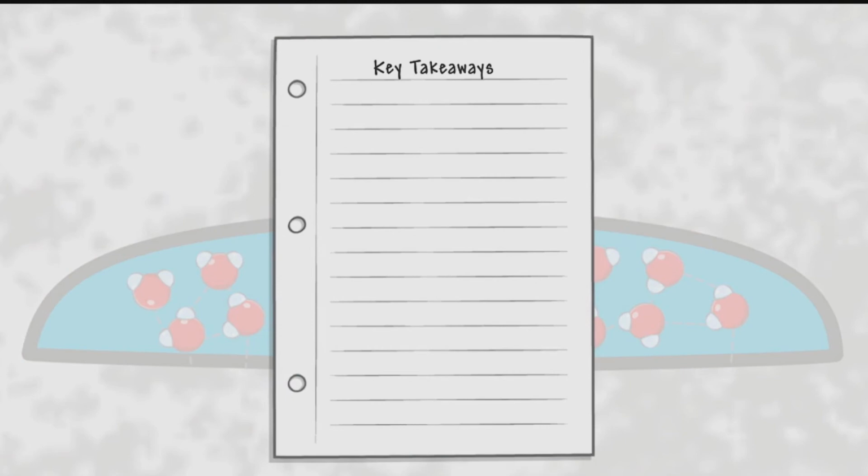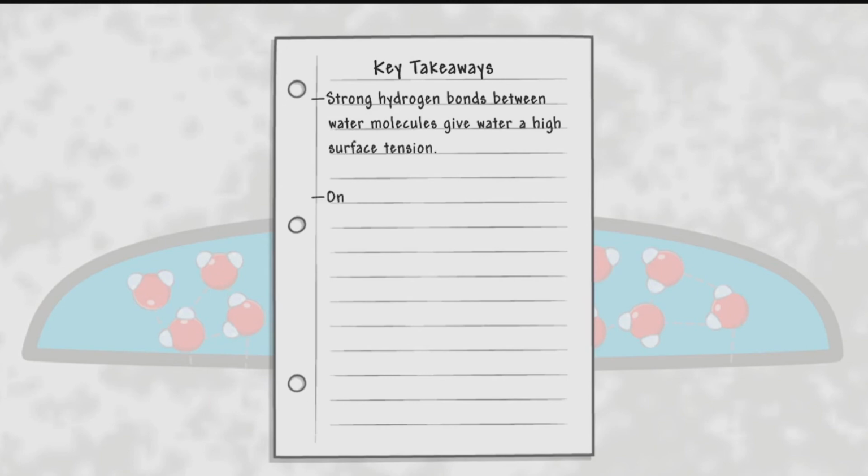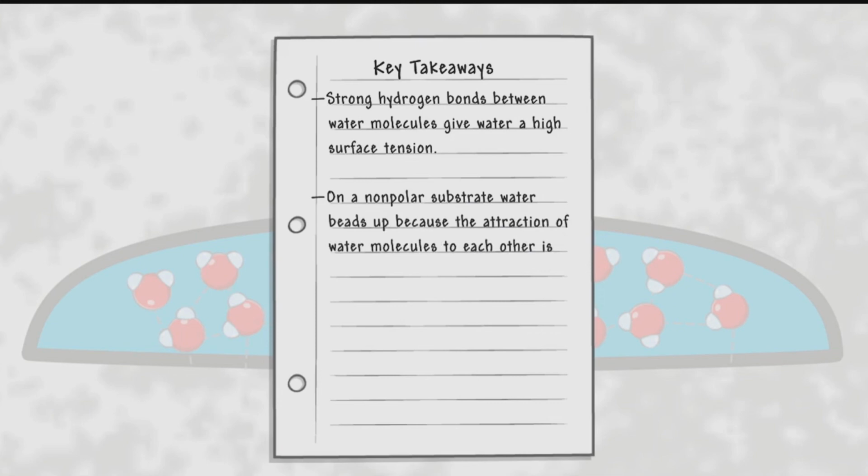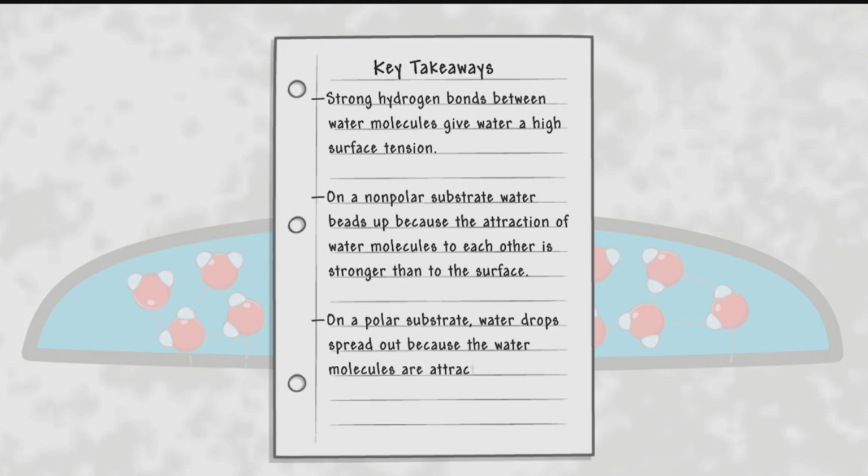Key takeaways. To summarize, strong hydrogen bonds between water molecules give water a high surface tension. On a nonpolar substrate, water beads up because the attraction of water molecules to each other is stronger than to the surface. On a polar substrate, water drops spread out because the water molecules are attracted to the substrate about as strongly as to each other.